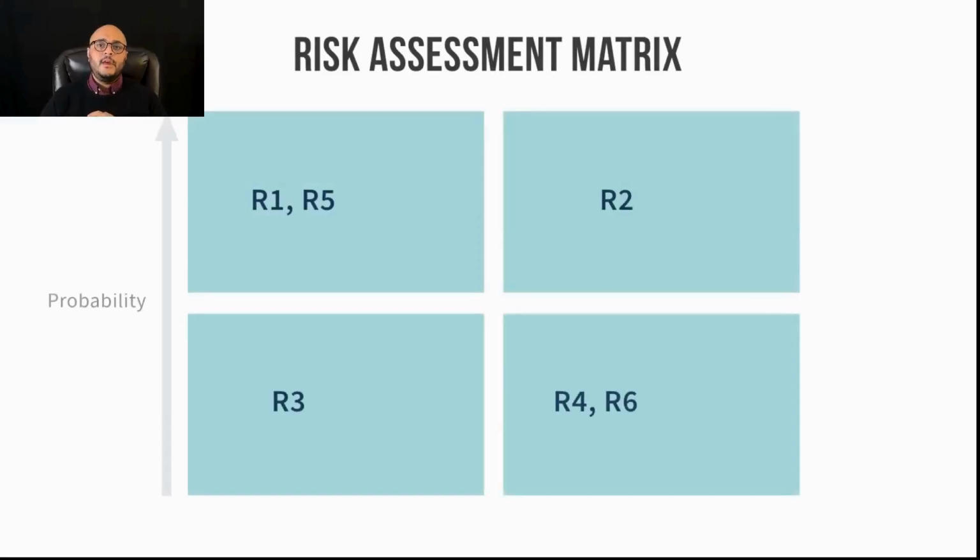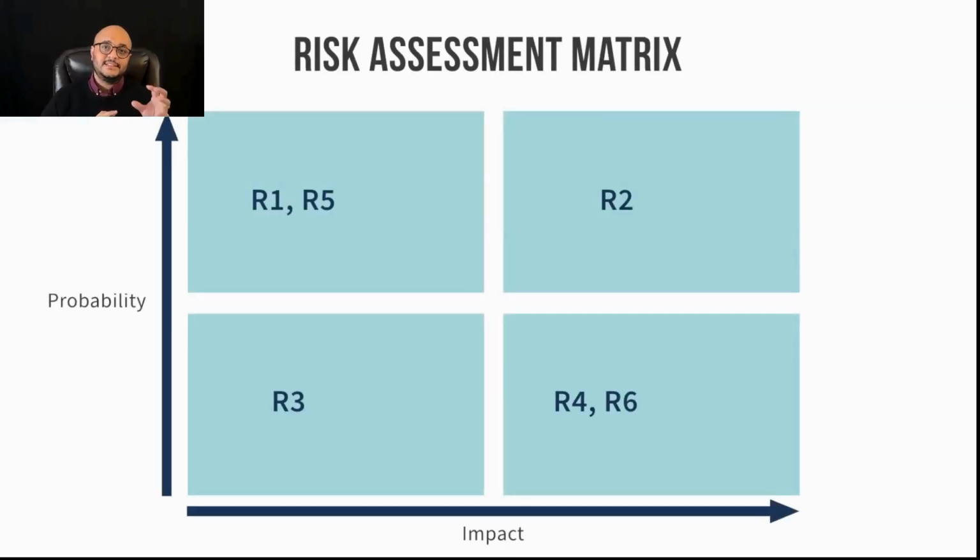Right. We can also assess the risks we've identified on probability versus impact to get a better understanding. So I draw a chart here where I put probability on the y-axis and impact on the x-axis. And I can take each risk that I've identified and categorize it. I can say that risks 1 and 5 have a really high probability of happening, but if they do happen, the impact is low. Risk 2, for example, has a really high probability of happening, but if it does happen, the impact is really, really high.